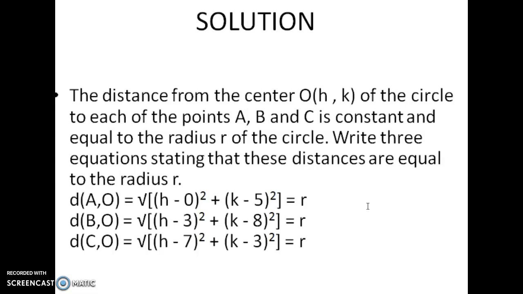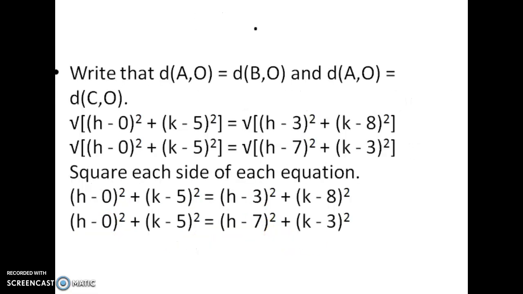We have got the coordinates of A, and then the coordinates of O, which is the center, h, k. So the square root of (h minus 0), which is the x coordinate of A, squared, plus (k minus 5), which is the y coordinate of A, squared, is equal to r. Same goes for B and C. We just do the same thing. Let's see how we progress.